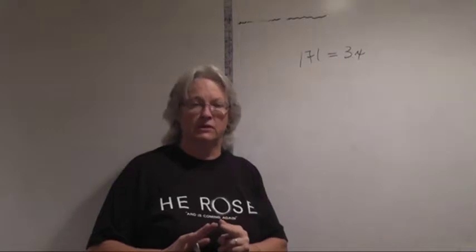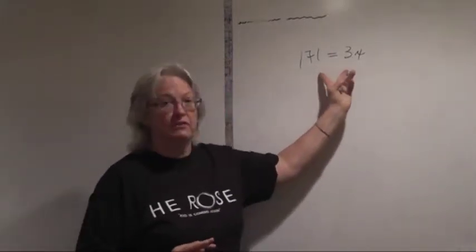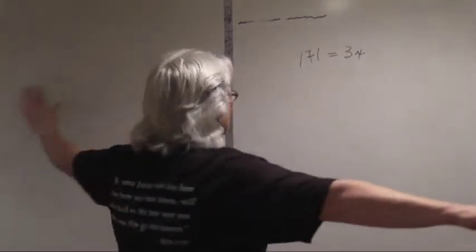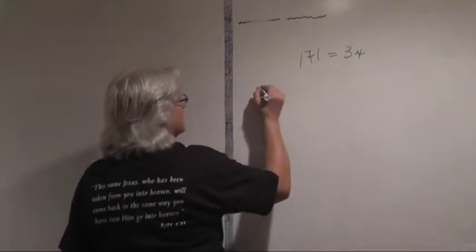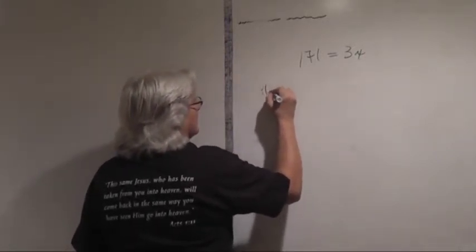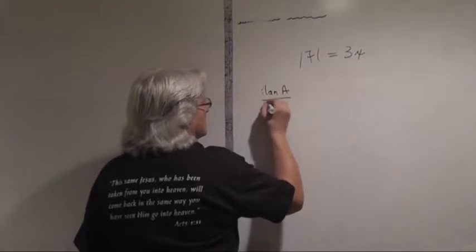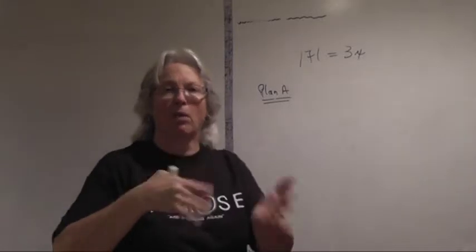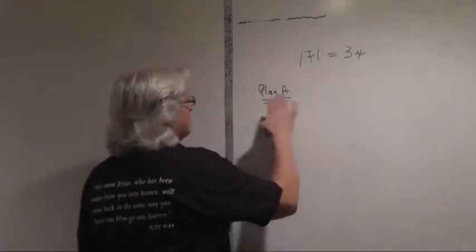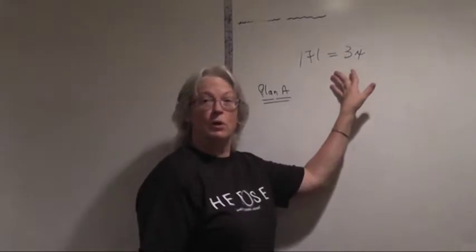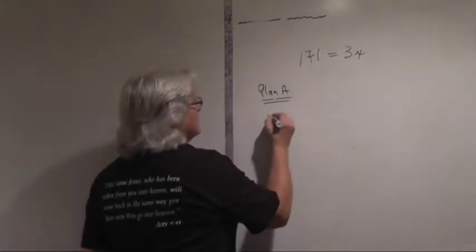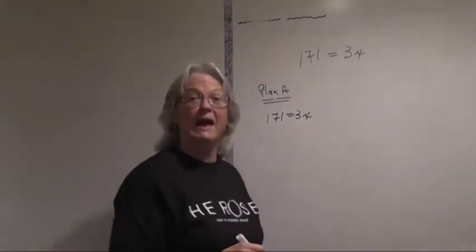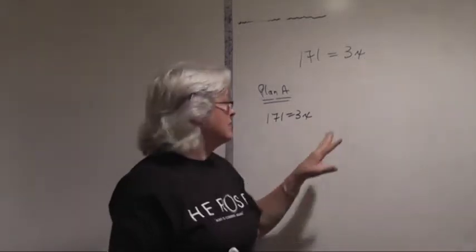Two ways that you can look at this. If you really hate the fact that the x is on the right-hand side of the equation, turn the equation around. So here's going to be plan A. I'm going to say plan A is to solve this equation exactly as it's written. 171 is equal to 3x.